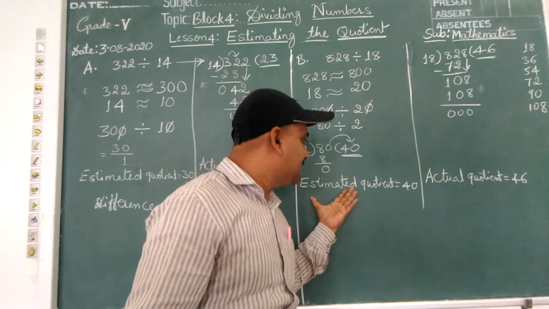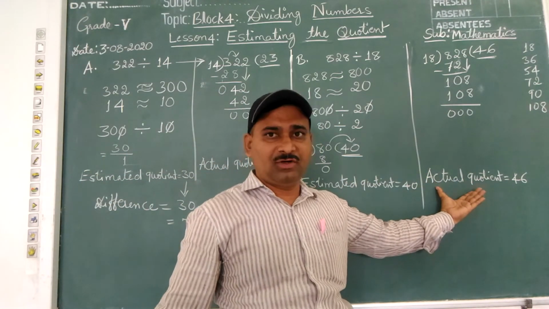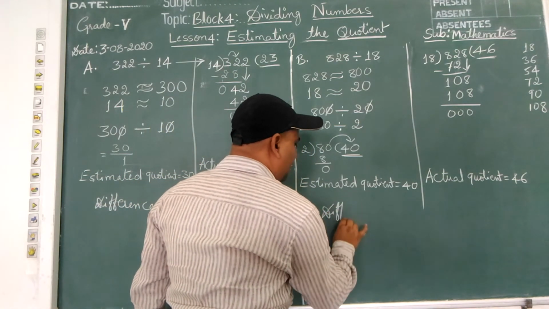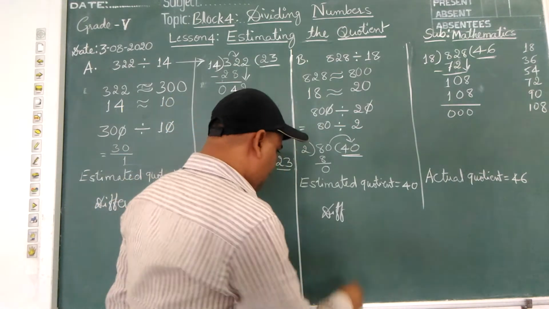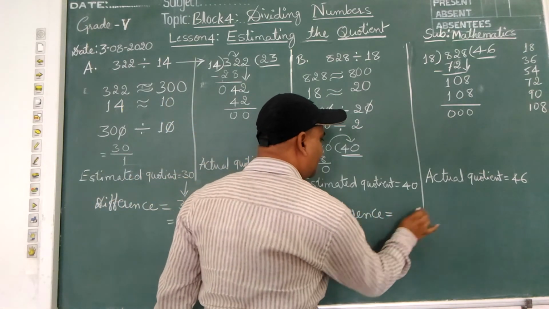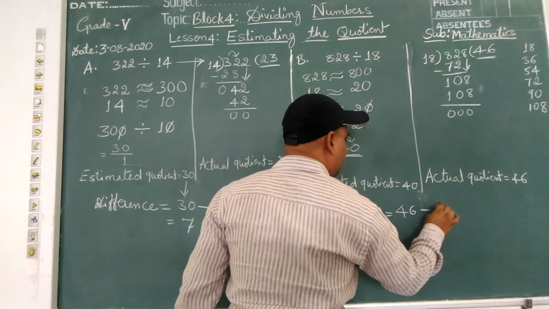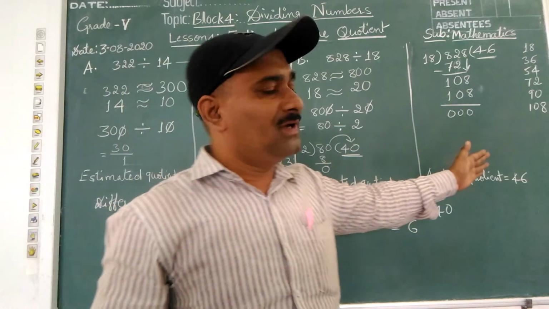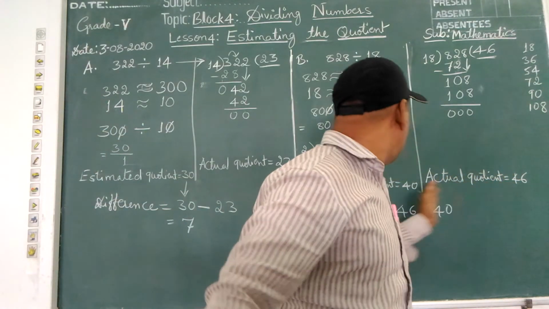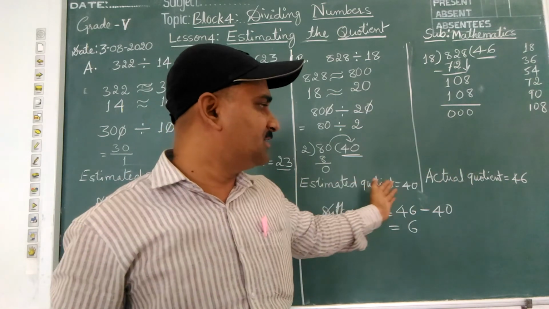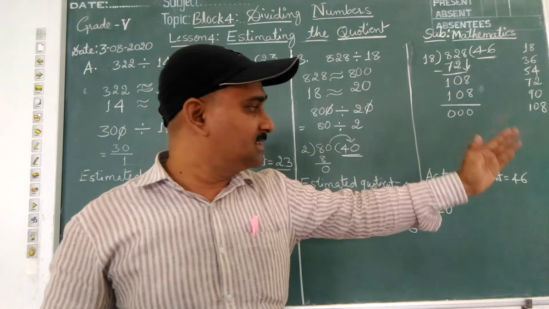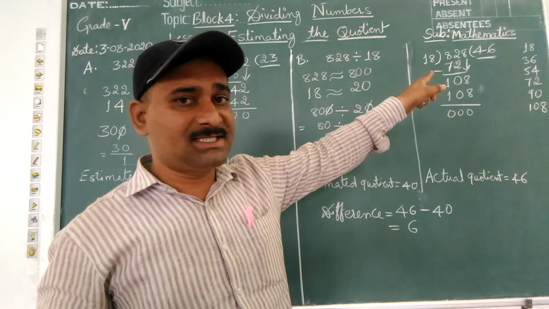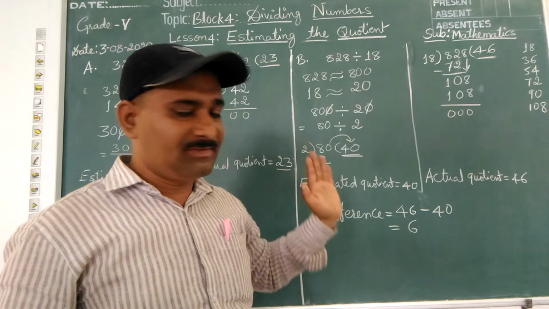Now compare between estimated quotient and actual quotient. How? By finding the difference. Difference means subtraction, children. Highest first: 46 minus 40. So when I compare, this actual quotient is 6 greater than the estimated quotient. It is 40, that is 46. 6 greater, no? 40 and 46. Actual quotient is 6 greater than estimated quotient.